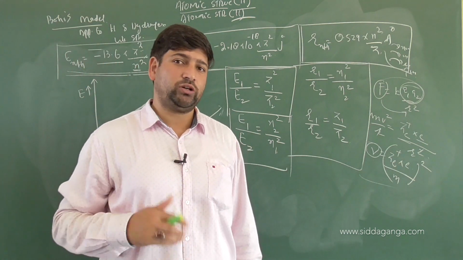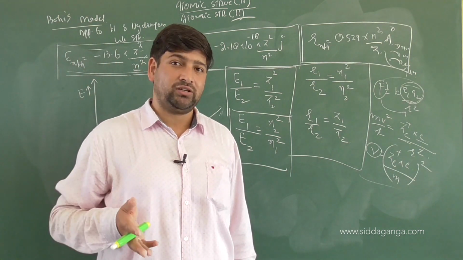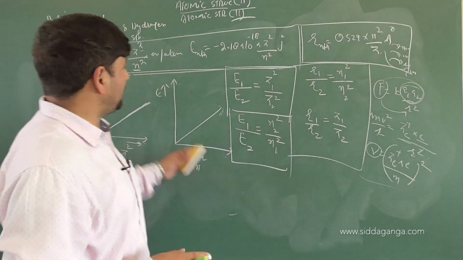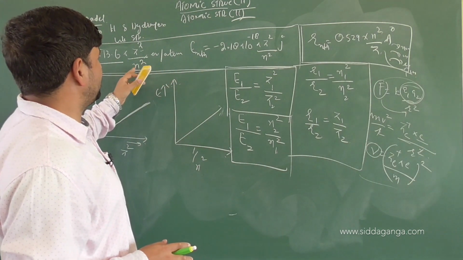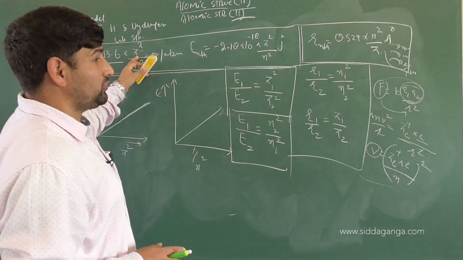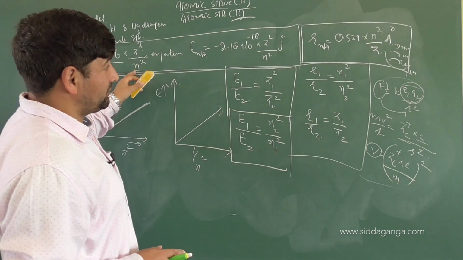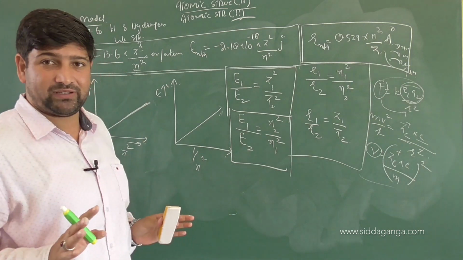First excitation means 1 to 2. Second excitation means 1 to 3. So n value will change. So n value will also change depending upon excitation. But for the atoms like hydrogen and hydrogen-like species, you can have Z value changing, but n value will remain same. Am I clear with this thought?